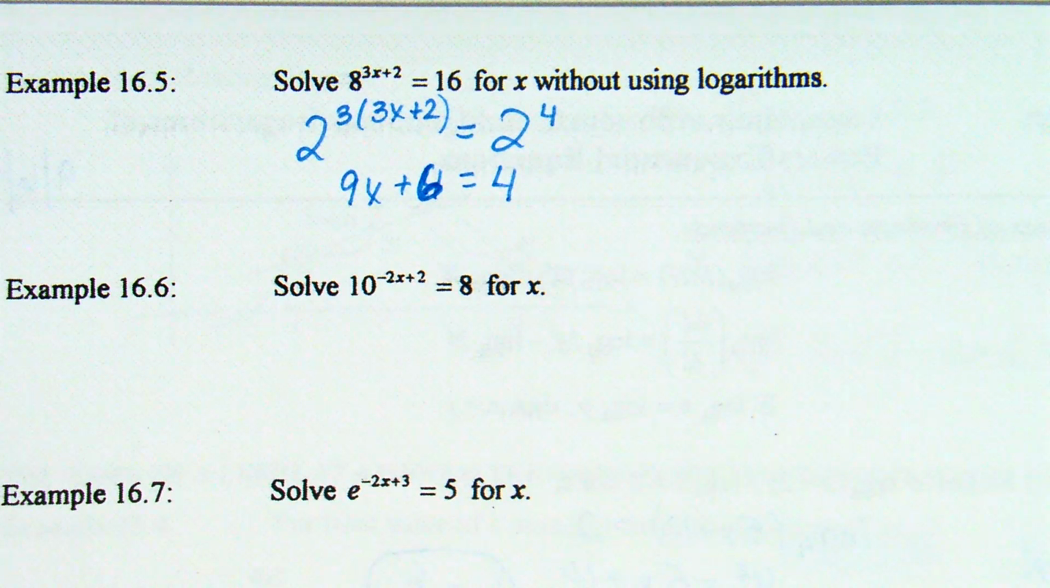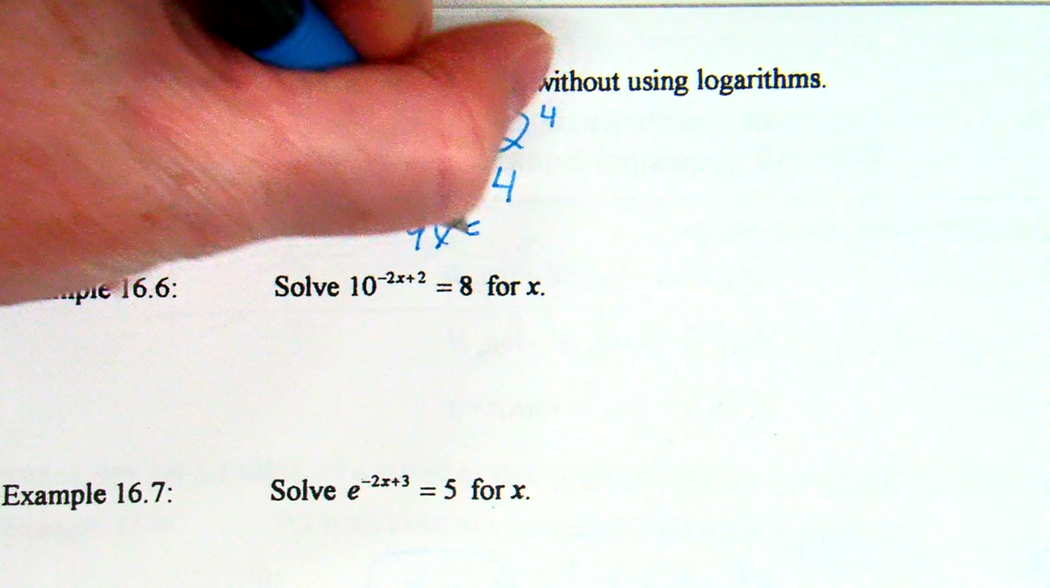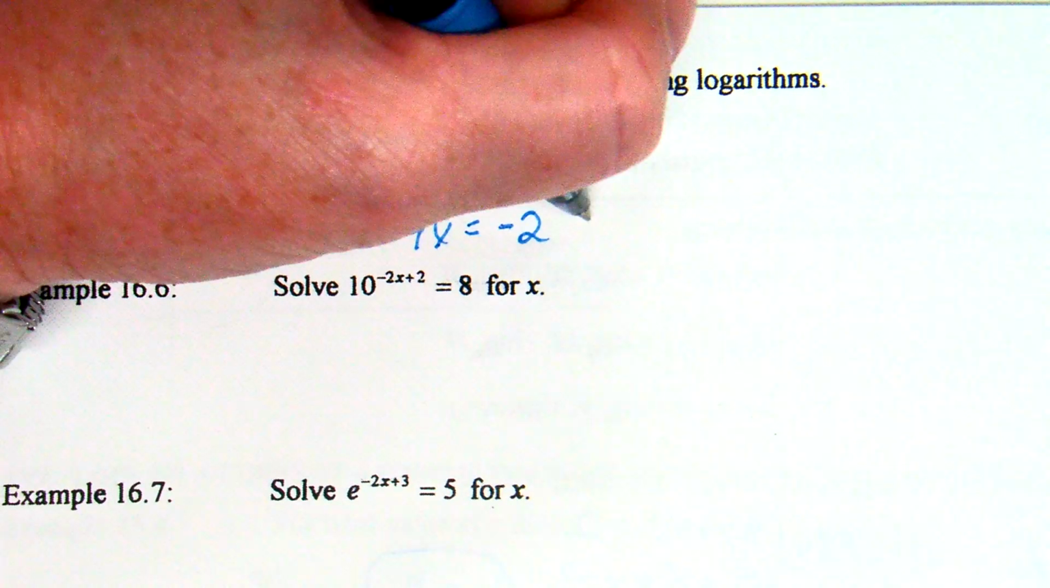If it's 9x plus 6, minus 6, so 9x equals negative 2, and x is negative 2/9.